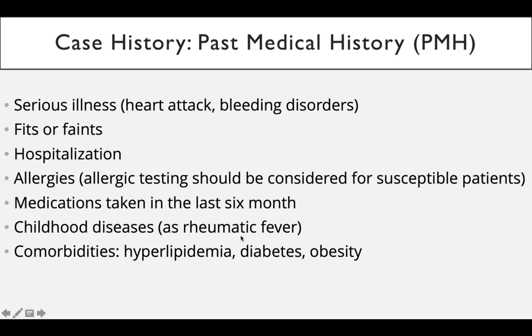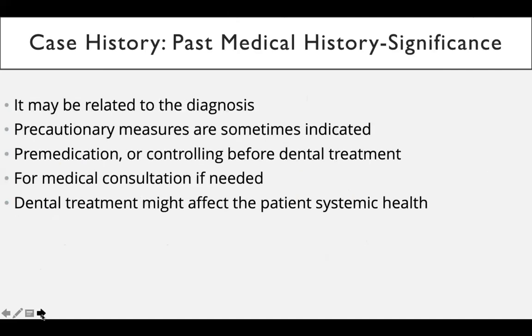And then childhood diseases such as rheumatic fever. So this is the difference between a clinician and just a chemist. Childhood disease such as rheumatic fever, as you know, is related to the oral cavity, and then comorbidities like hyperlipidemia, diabetes, obesity, and any smoking habits which cause comorbidities, and anything like X-linked diseases or genetic disorders. So this comes in past medical history, and surgical history if it's related to surgery. Then what is the significance? It may be related to the diagnosis.